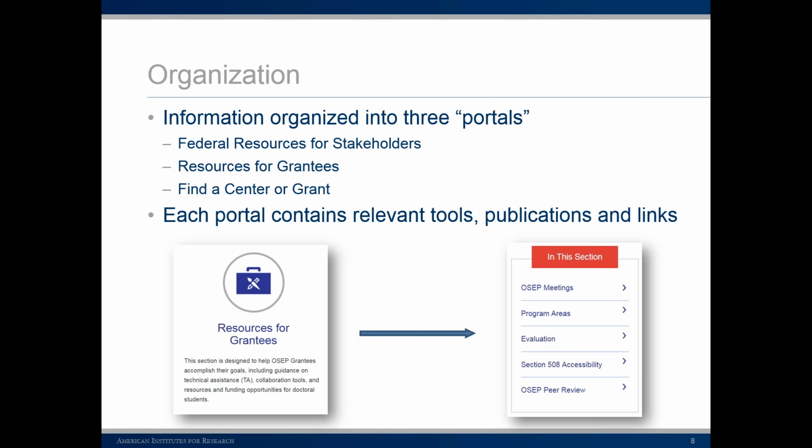So like I was saying before, the organization of the site is around 3 primary portals, which are the Federal Resources for Stakeholders, Resources for Grantees, and the Find a Center or Grant portal. Each of these portals contains relevant tools, publications, and links. And here's an example where we have Resources for Grantees. If you navigate to that portal of the site, what you find is the ability to access different areas within that portal. In the Resources for Grantees right now, we have OSEP meetings, program areas pages, evaluation, Section 508 accessibility, and the information about OSEP peer review. Each of those links leads to even more information.